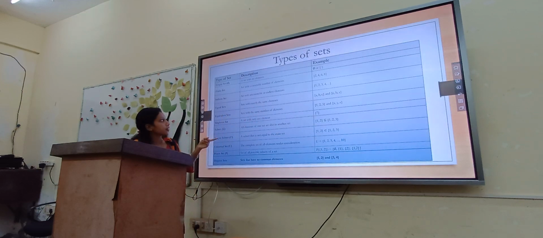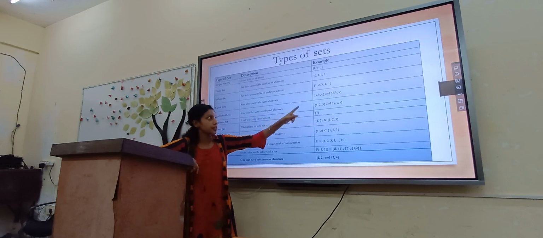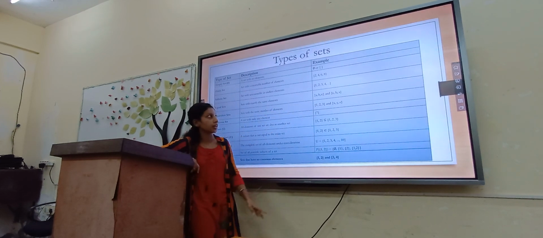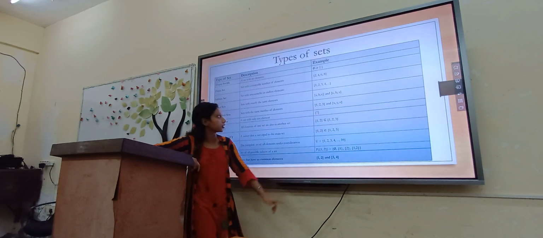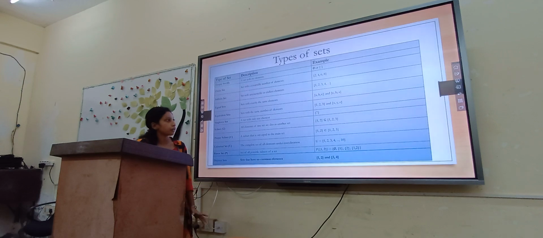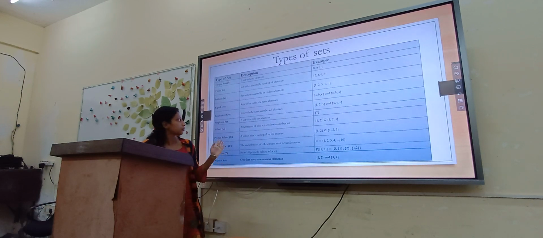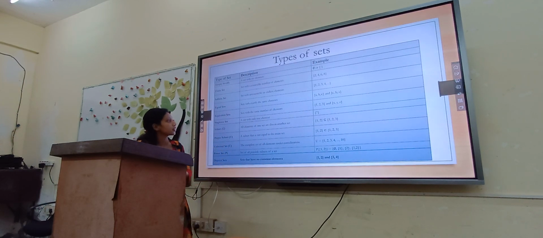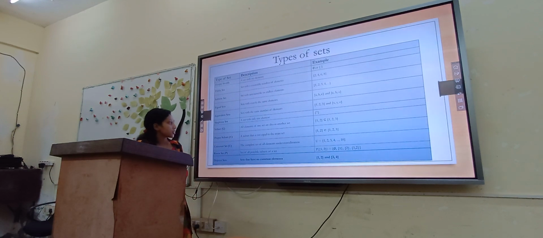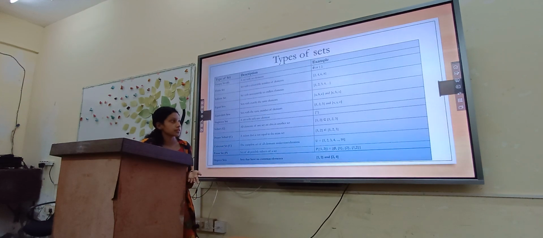Then equal sets, with exactly the same elements. A, B, C, and the order may be changed, like A, B, C, simply the same. Equivalent sets have the same number of elements. Then the singleton set, a set with only one element. Then subset, where all elements of one set are also in another set.